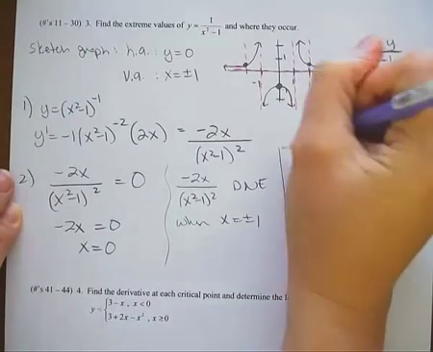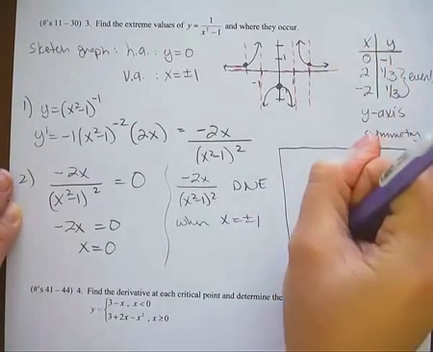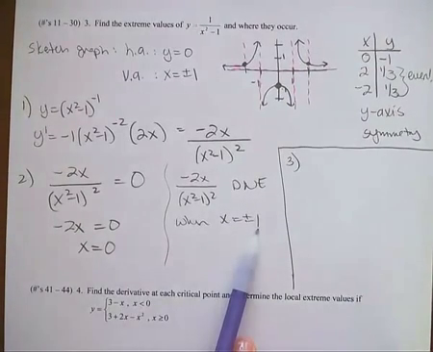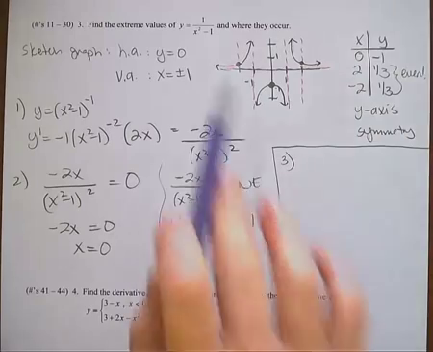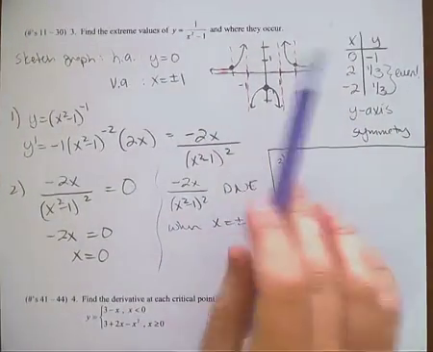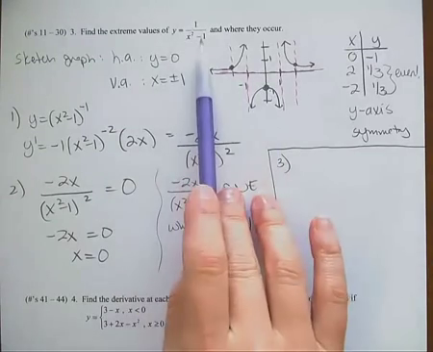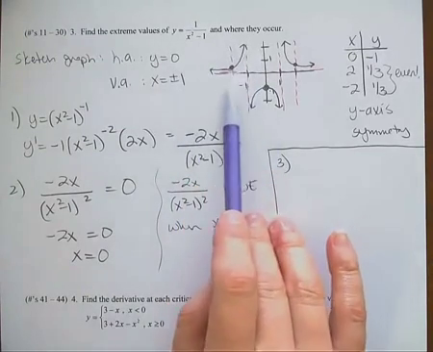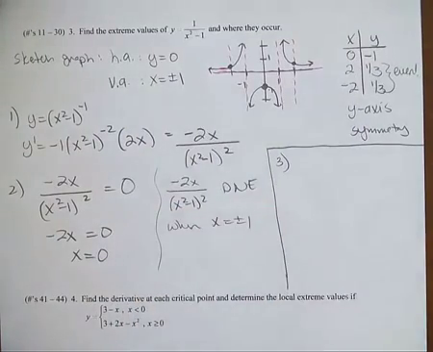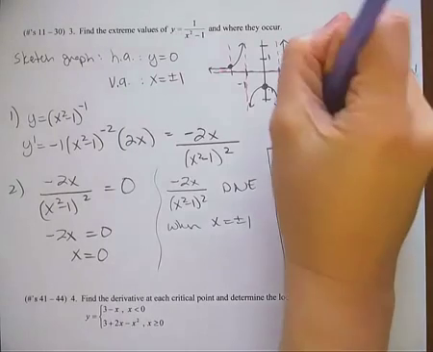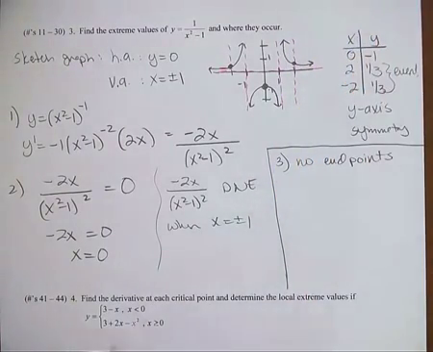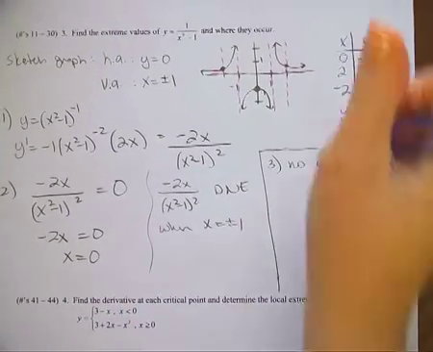Then in step 3, you plug your critical points, as well as any endpoints if you have any, into the original function to see if you have any extreme values. Well, this doesn't have any endpoints given to us, and the domain goes from negative infinity to positive infinity, so there are no endpoints with the domain either. So we're just going to check the critical points, which are 0, negative 1, and positive 1.